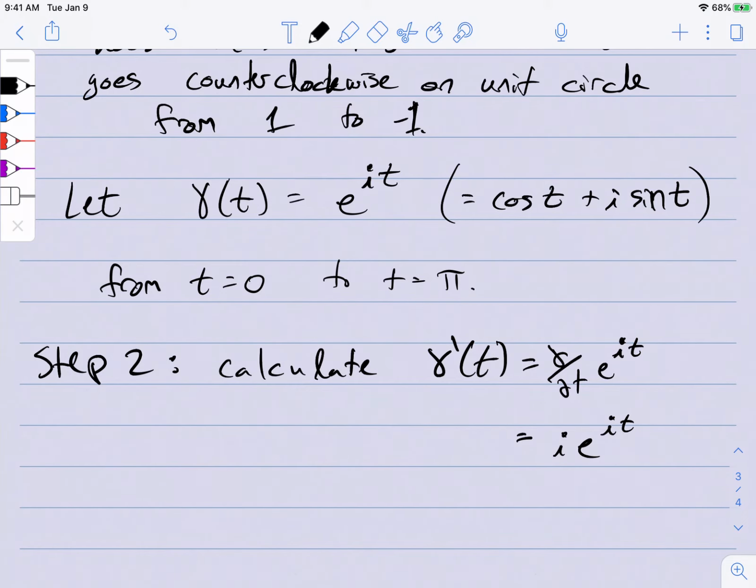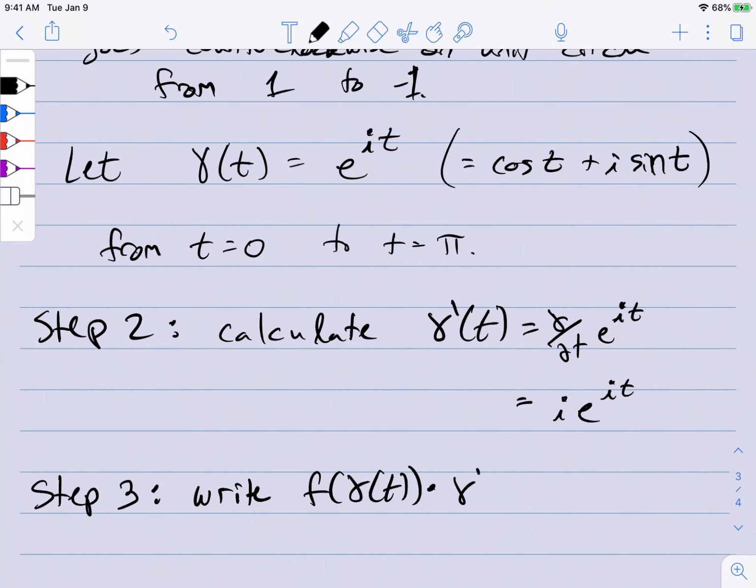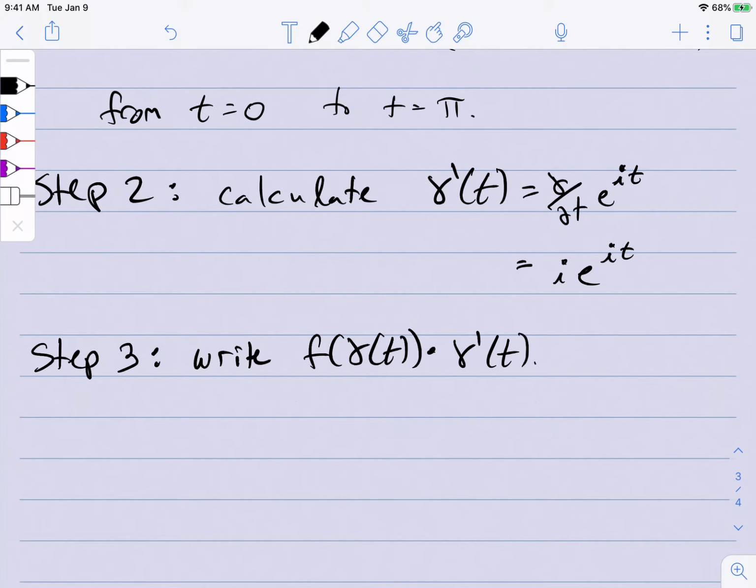Okay. So once we've got the derivative, we can write what the integrand is that we're going to calculate. The integrand is always f of gamma of t times gamma prime of t. And we're going to be integrating this over t, which remember meant looking at the real and imaginary parts separately. So we need to write this in terms of its real and imaginary parts.